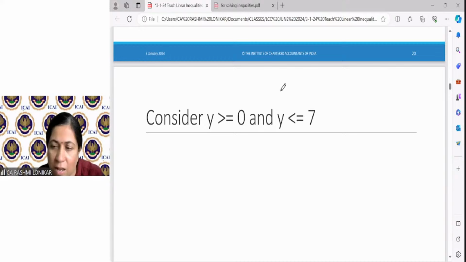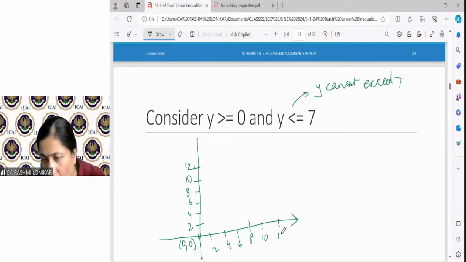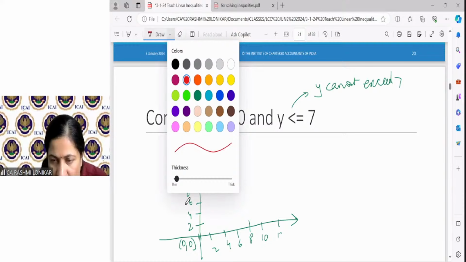So here again, y cannot exceed 7. So again, I draw. This is my 0, 0. This is my 2, 4, 6, 8, 10, 12, and this is also 2, 4, 6, 8, 10, and 12. Now they're saying y cannot exceed 7. So where is my 7? It is going to lie between 6 and 8. So this is my 7, my 0, 7 point.